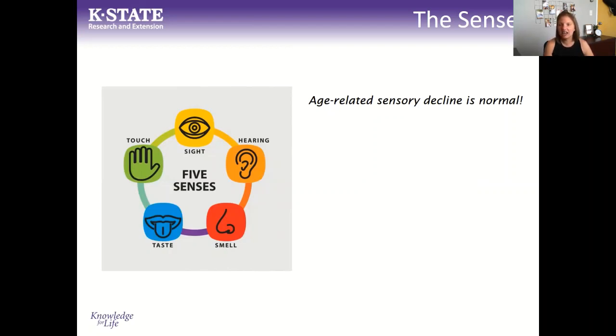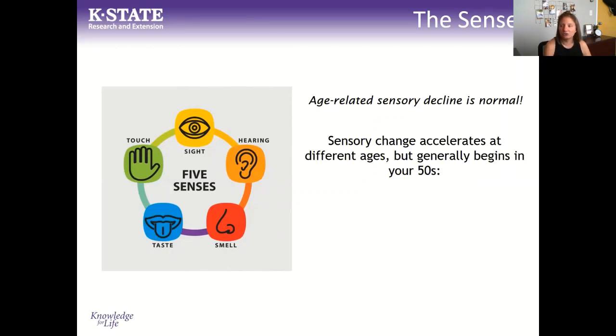The next thing I'll ask people is, at what age do you think your senses begin to decline? And in my experience, a lot of people will say 70s, 80s, but in reality, your senses start to decline in your mid-50s generally. And we'll see that our 5 senses can actually decline at different rates, and they can start their general decline at different ages.